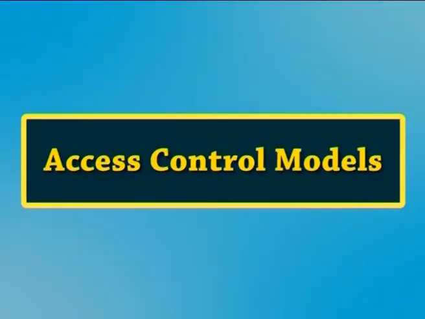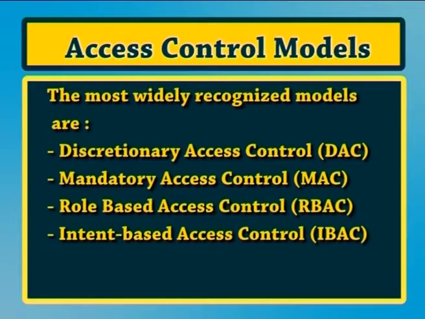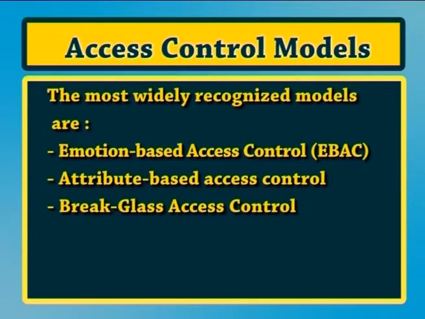Next are various access control models. Access control models are sometimes categorized as either discretionary or non-discretionary. The most widely recognized models are discretionary access control, mandatory access control, role-based access control, intent-based access control, emotion-based access control, attribute-based access control, and break-glass access control. MAC is non-discretionary. Let us understand them one by one.